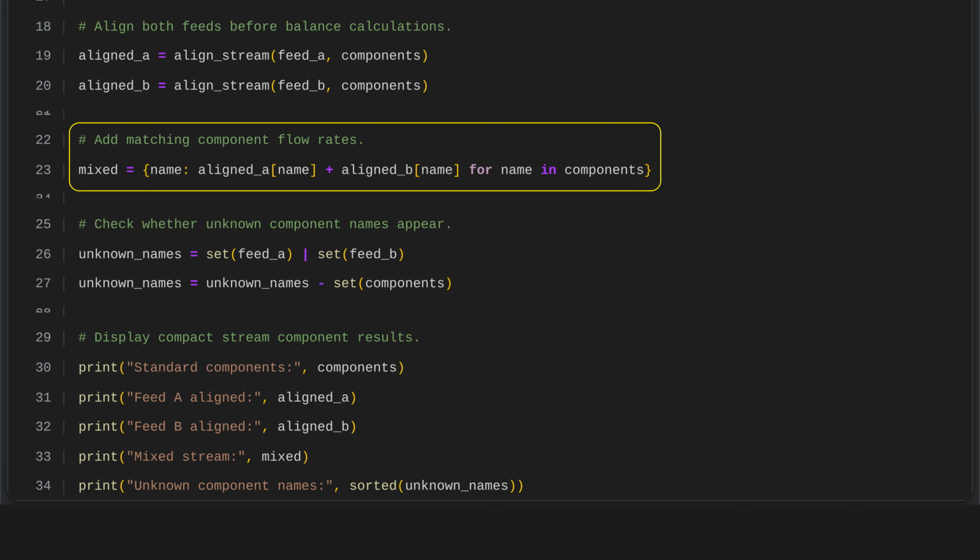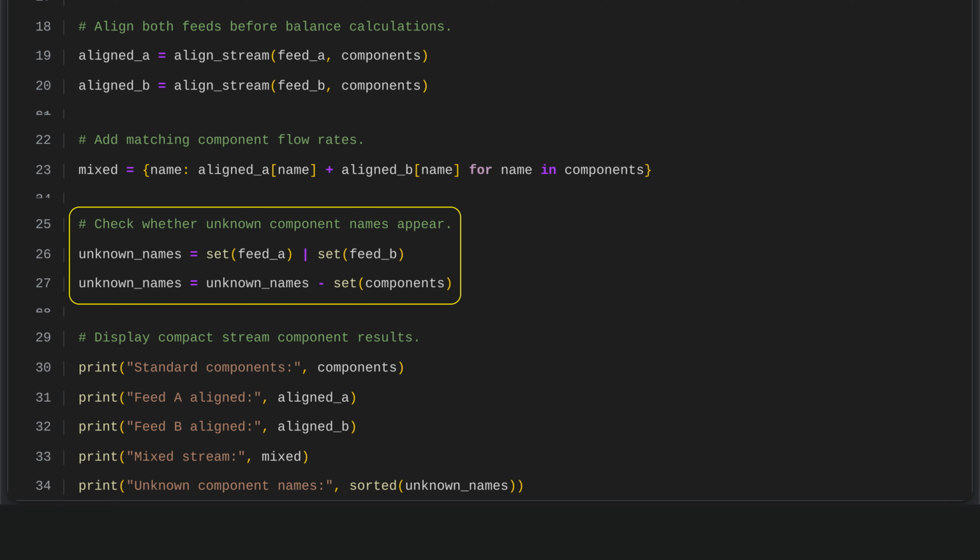A new dictionary is used to store the mix stream by combining matching components from the two aligned streams. For each component, its flow rate from the first stream is added to its flow rate from the second stream. The result gives the total flow rate for each component in the combined mixture.